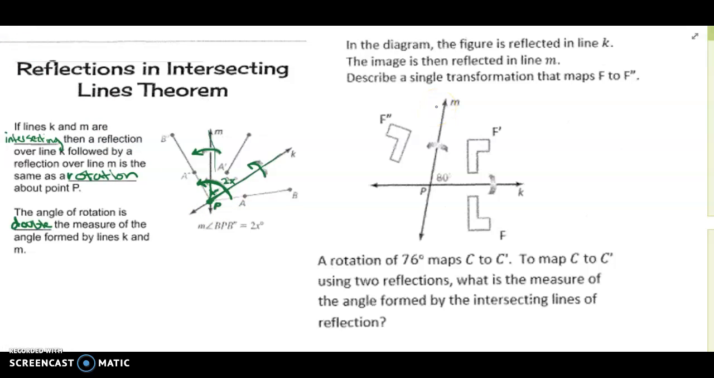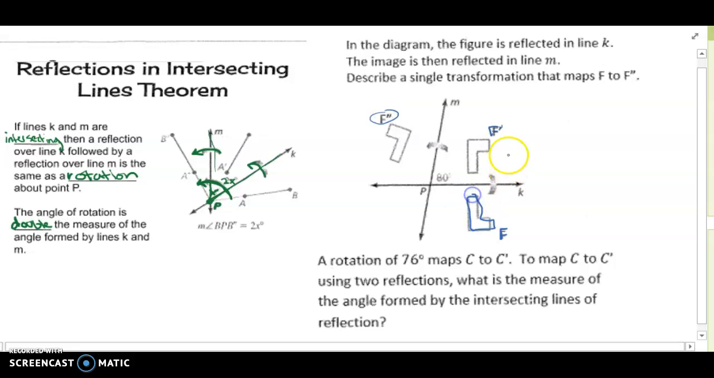All right, let's look at this first example. Now this first example, if you open your flap on your foldable, is on the left, okay? So in the diagram, the figure is reflected, so we start here, and we know that because this is our F. We go from F to F prime to F double prime here, okay? So we start with this L-looking figure here, okay? And it tells us we reflect it over line K, and then we reflect it again over line M. So we want to describe a single transformation that maps F to F double prime.